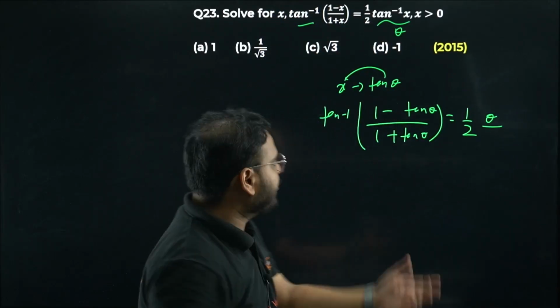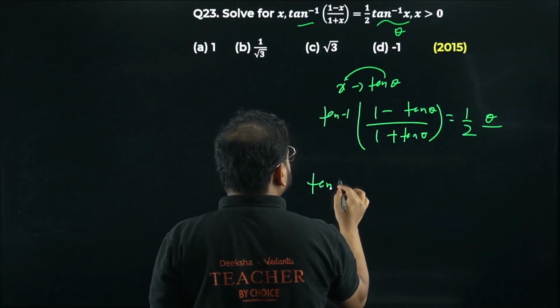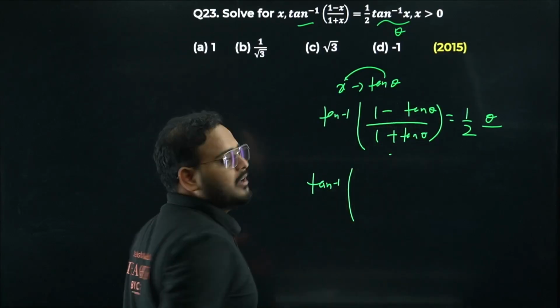Acceptable? Okay, moving on. There's a formula for this part in PU1. 1 minus tan theta. If you want, I can tell you.